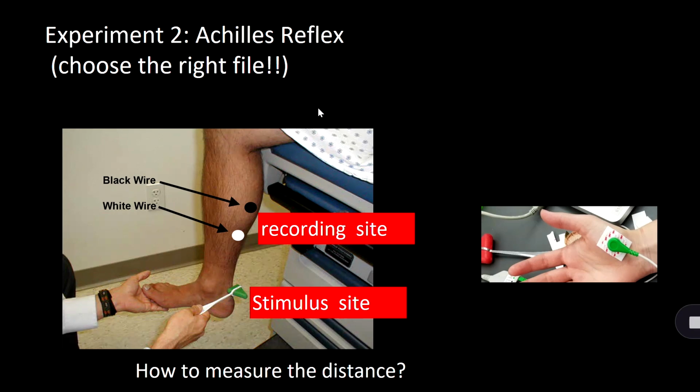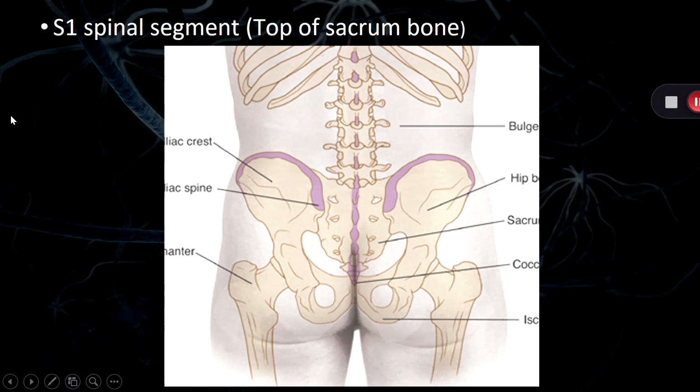And this signal is sent back through the sciatic nerve. Once the calf is contracted, we will be able to receive signals through our EMG electrode. And at the same time, we are going to still have a ground electrode, which is attached to your hand, the same as experiment number one. Okay, here's the image of the S1 spinal segment. It's on top of your sacrum bone. So this is the sacrum, and this is your S1 segment of your spinal cord.